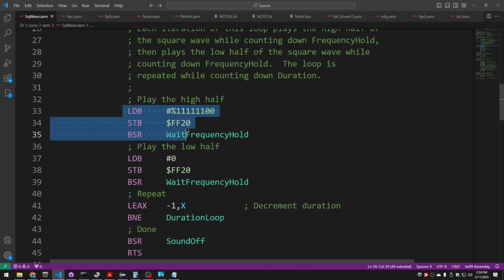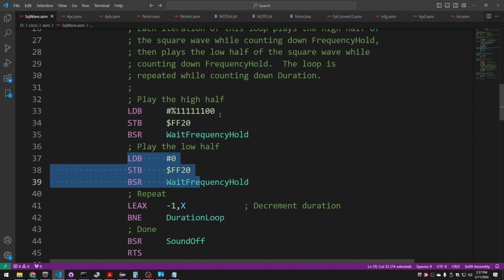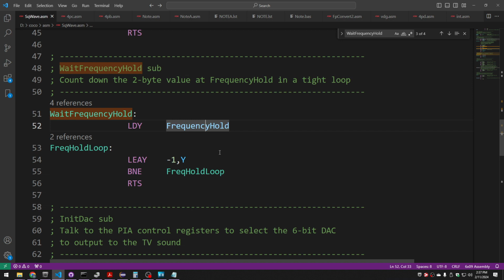We send a high to the DAC and we wait. We send a low to the DAC and then we wait, and then we repeat the whole thing. So that's our little square wave. How long do we wait? Whatever that is, whatever BASIC told us to do. We just load y with that. We keep decrementing y until y goes down to 0. There is not even the hint of trying to be precise about this, about trying to be musical. This is just the simplest thing you could imagine to generate a tone.